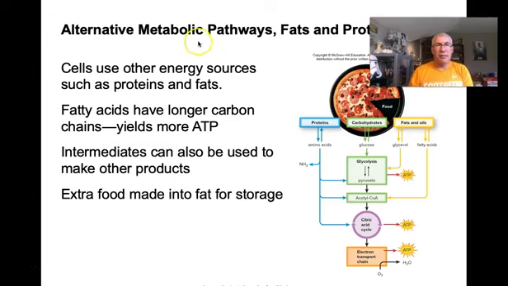Some alternative metabolic pathways. Cells use other energy sources such as proteins and fats, and fatty acids can have longer carbon chains and they will yield more ATP. And intermediates can also be used to make other products, and extra food is made into fat for storage. So fats are used to make energy, is basically what it's telling us. So we have proteins, we have carbohydrates, we have fats and oils.